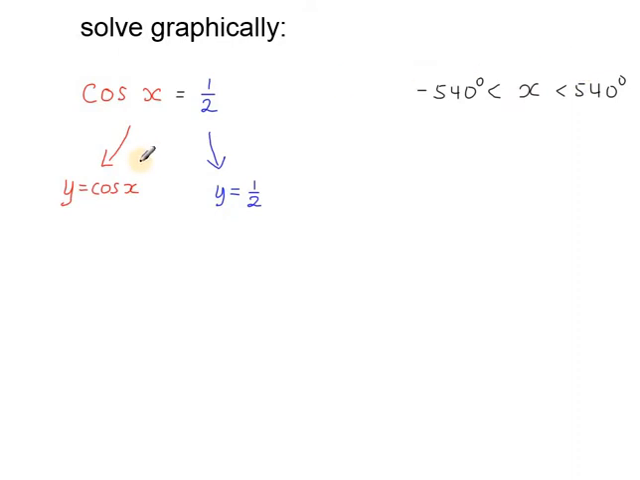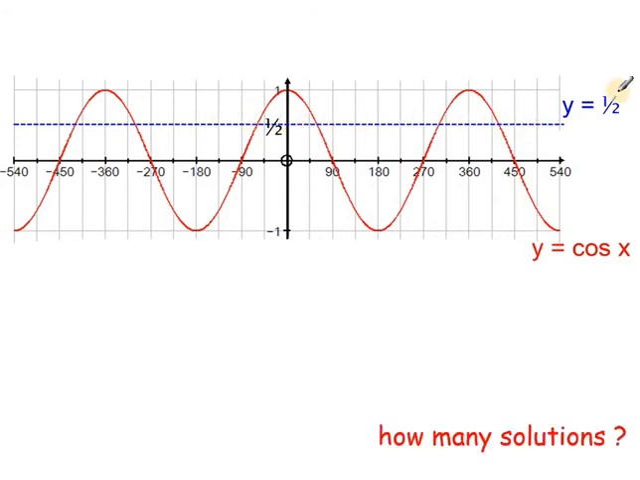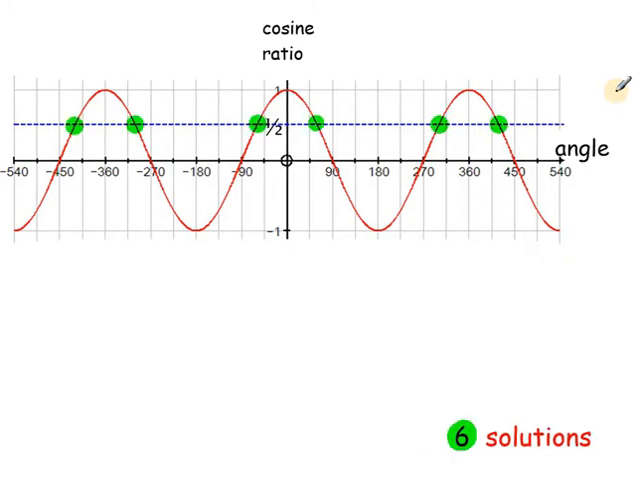Example 2, we're going to solve this equation graphically, where the angle x is in this interval. On the same graph, I'm going to sketch y equals cos x and y equals a half. So the cosine graph, and there's y equals a half, the horizontal line that goes through. How many solutions are there? There are 6 solutions.